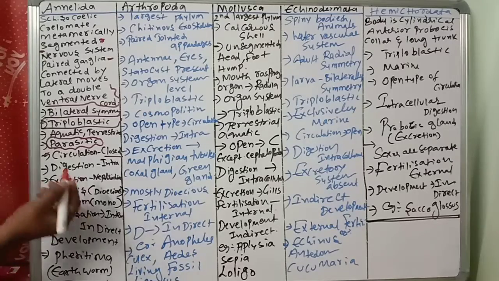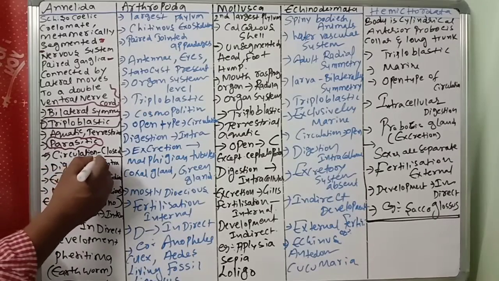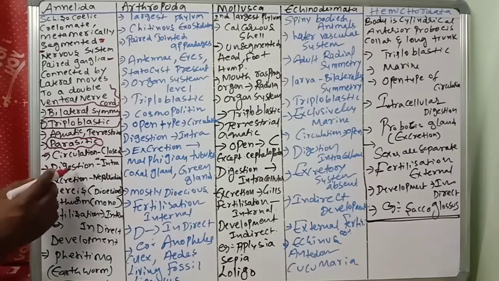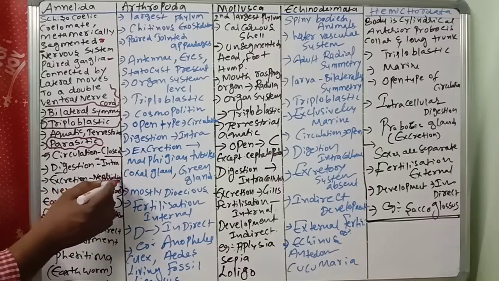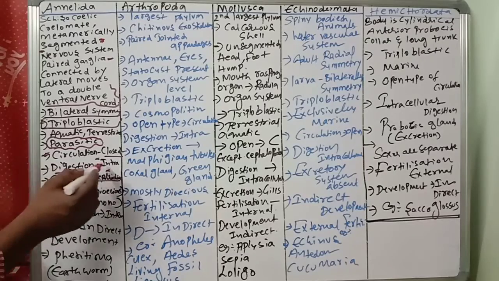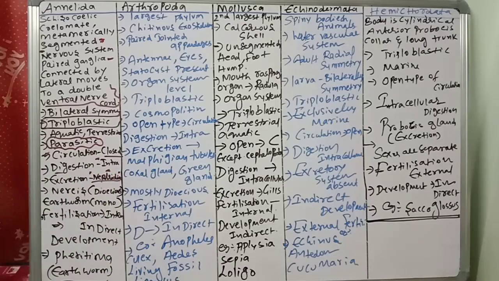Digestion will be intracellular. Inside the cell the digestion takes place, that is why it is called intracellular digestion. Next, excretion. You know very well that in annelids the excretion process takes place through the nephridia.